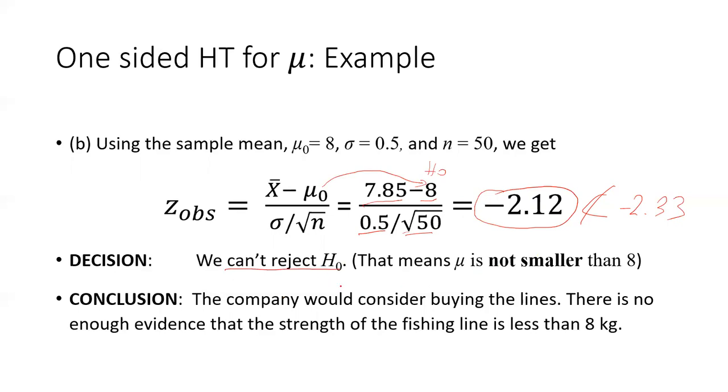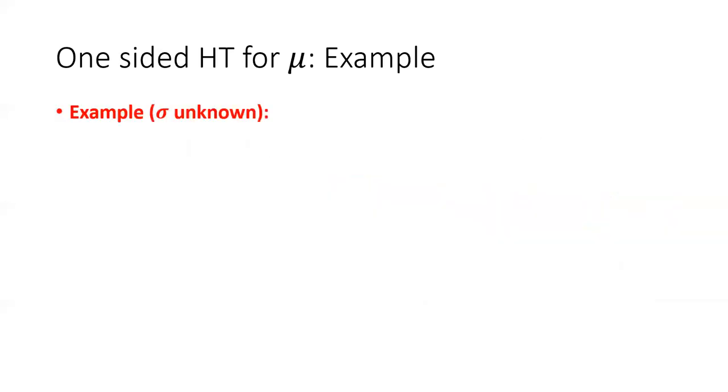We cannot say that the average strength is smaller than 8. Hence, the company will just consider buying the fishing lines, which means there is not enough evidence that the strength of the fishing line is less than 8 kilograms.